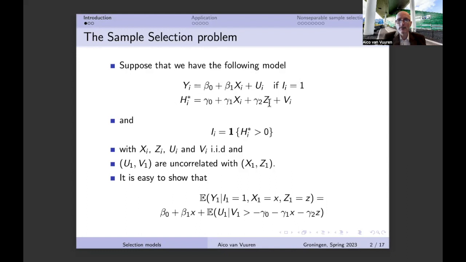In our application, going back to our application, we could also ask ourselves the question, could there be individuals that are always going to be observed?